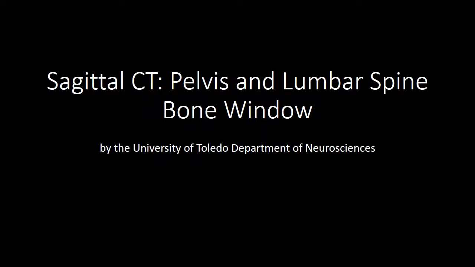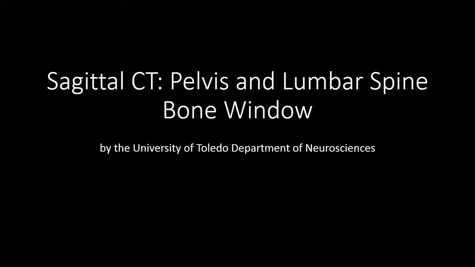In this video, we will be scrolling through slices of a sagittal CT with a bone window of the pelvis and the lumbar spine. We will be identifying bony landmarks along the way to help orient you to where we are in the body, for example, a more medial or lateral image. In this image set, bony structures will show up white and will be very easy to see.